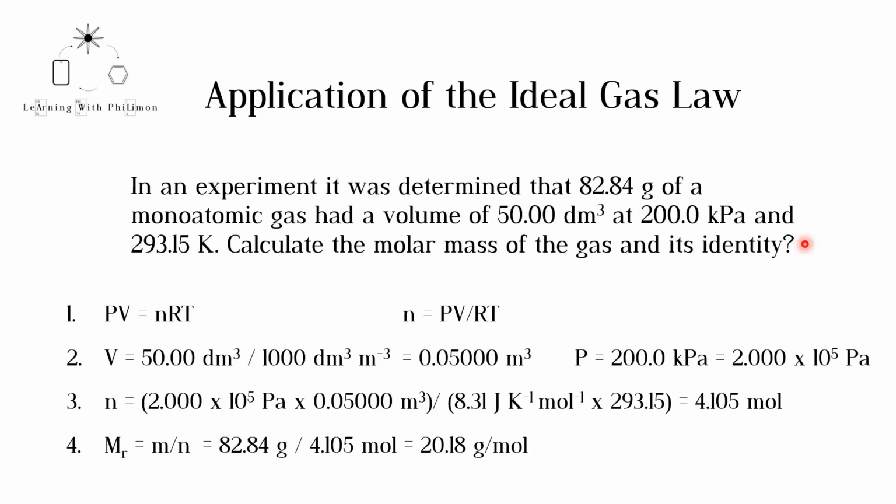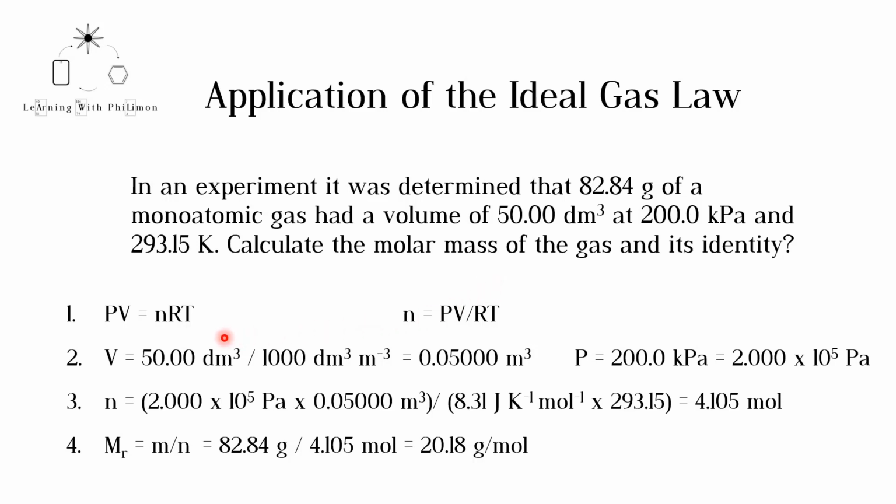This question asks: in an experiment, it was determined that 82.84 grams of a monoatomic gas had a volume of 50.00 decimeters cubed at 200.0 kilopascals and 293.15 Kelvin. Calculate the molar mass of the gas and its identity. To determine the molar mass, we need to determine the number of moles, as we already know the mass of the gas. Rearranging the equation so that number of moles is the subject, we get n is equal to PV divided by RT.